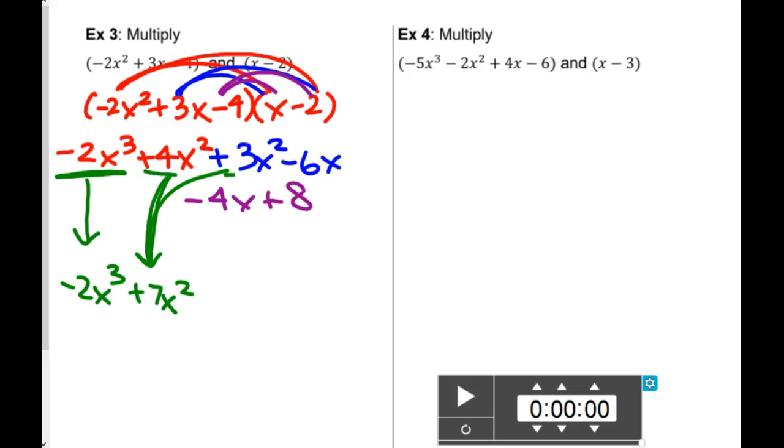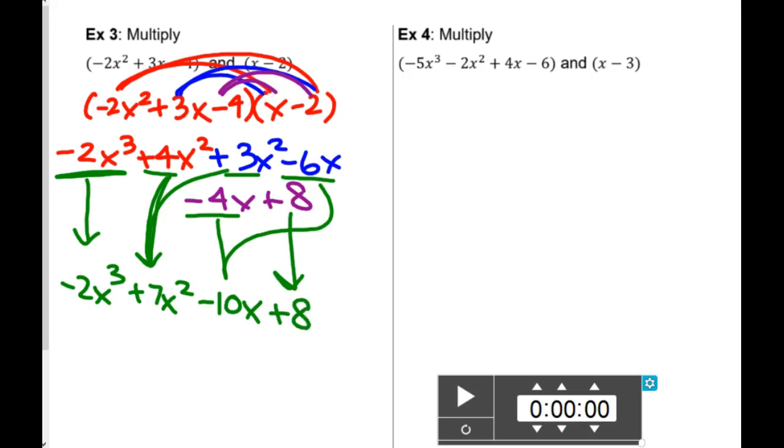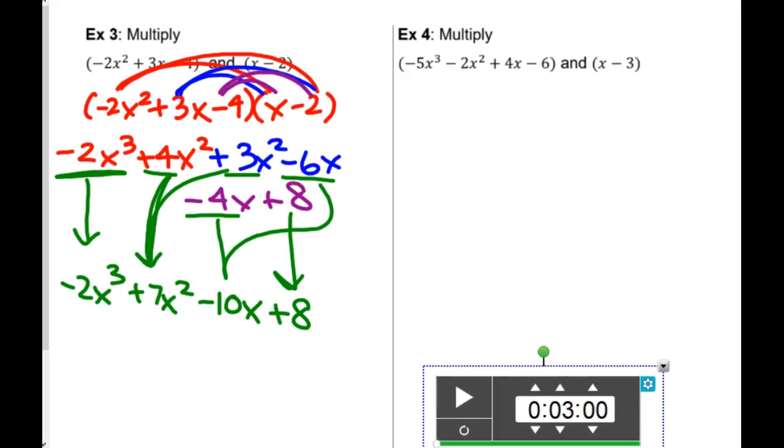So those are my x squareds. Now I have x's. What's negative 6 minus 4? Negative 10. Negative 6 minus 4 is negative 10, so minus 10x. And then I only have one constant. Bring it down. So I multiplied a trinomial times a binomial, and I got a polynomial. 4 terms. So I'm going to give you some time. I want you to try.